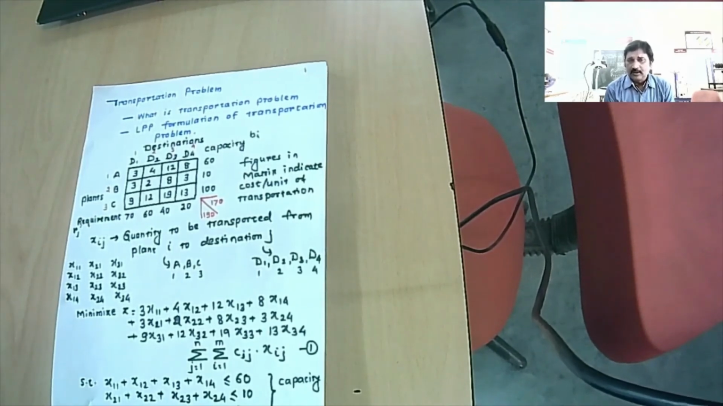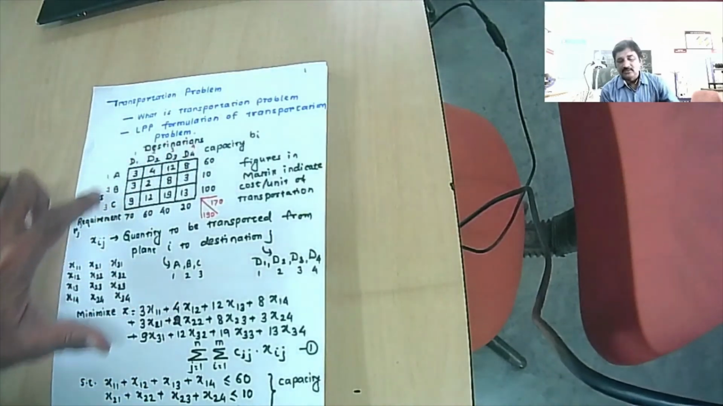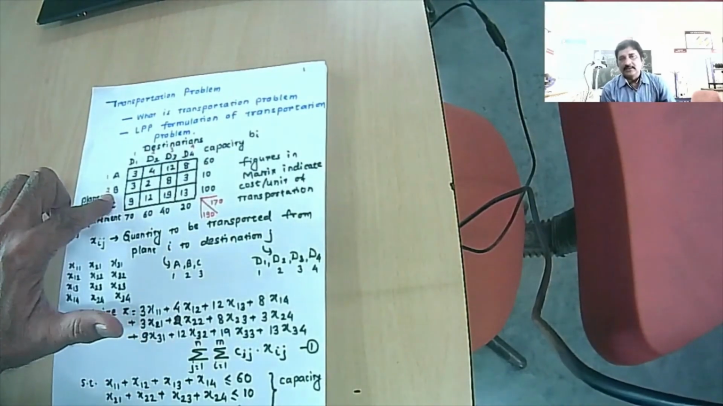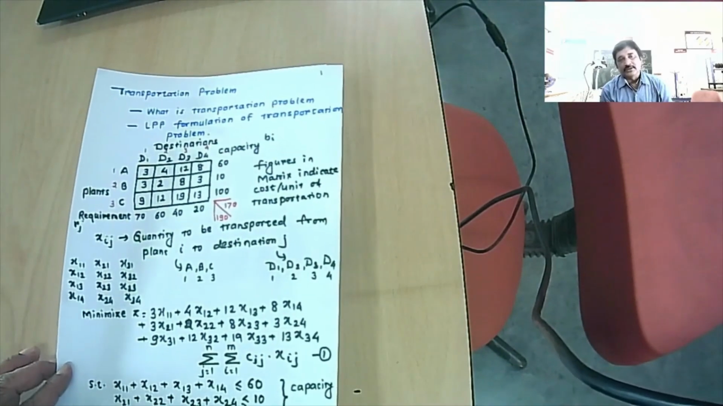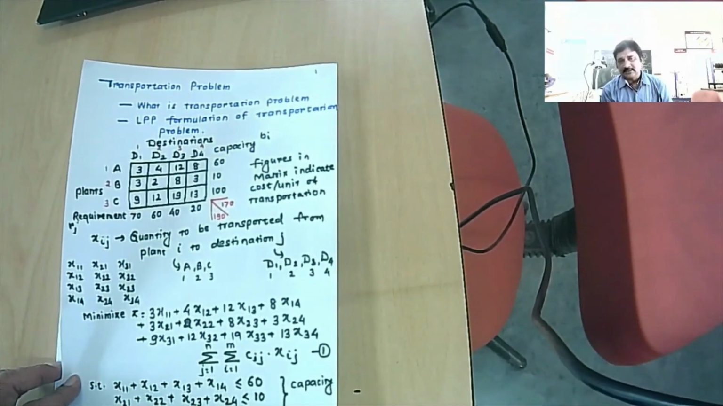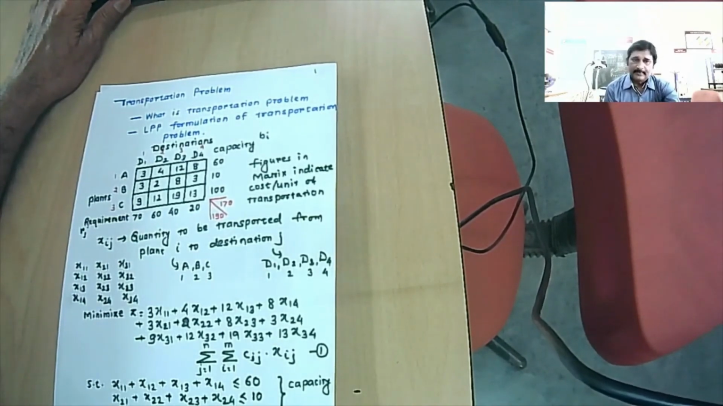And one more: sometimes you will be given the purchase price, the selling price, and somehow everything of that problem you finally have to bring to this format. And then once it comes to this format, you can solve that problem by the transportation algorithm. So thank you now. Thanks a lot.